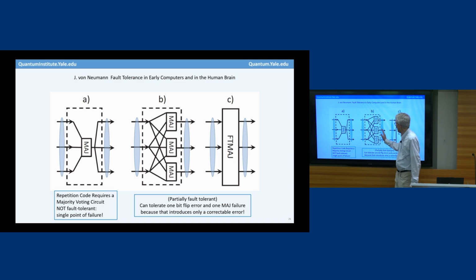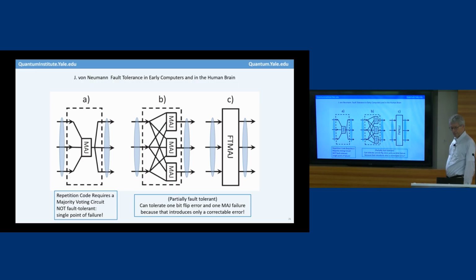And chances are, when you run this again, it'll get repaired in the next correction round. Okay, so that's an example of partial fault tolerance, where you're tolerant of a certain number of errors in the form of bit flips, and a certain number of errors in the circuit that corrects the errors. Yes?